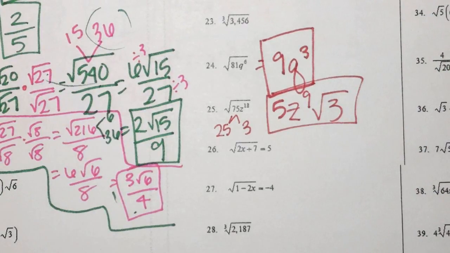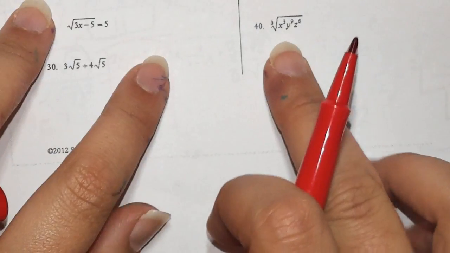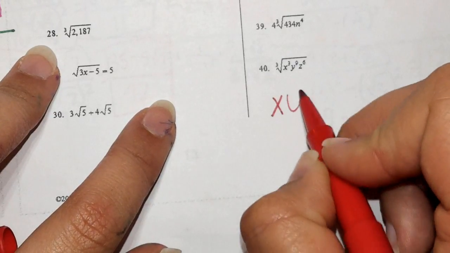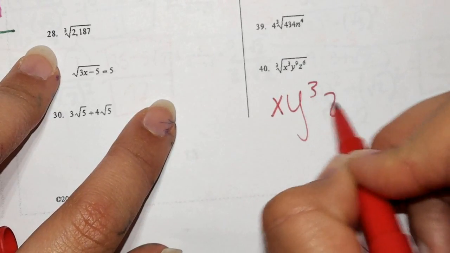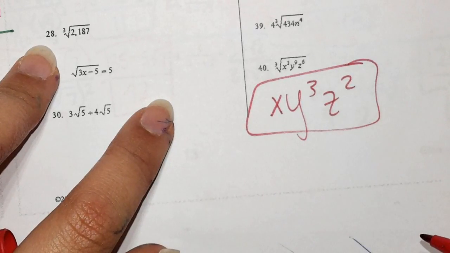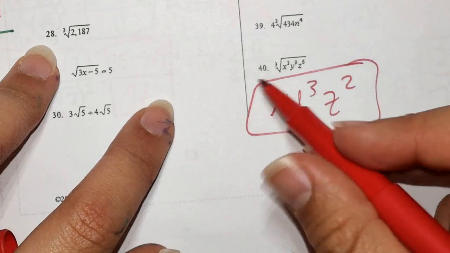That's crazy. 40 is going to be a doozy. 40? It's just the cube root. So you just divide 3 into it. 3 goes into 3 how many times? 1. 3 goes into 9 how many times? 3. 3 goes into 6 how many times? 2. I divided each of those numbers by 3.